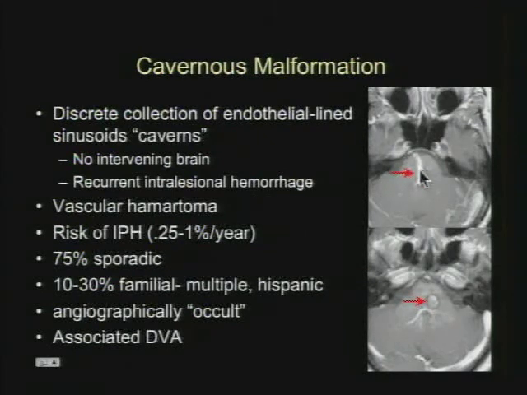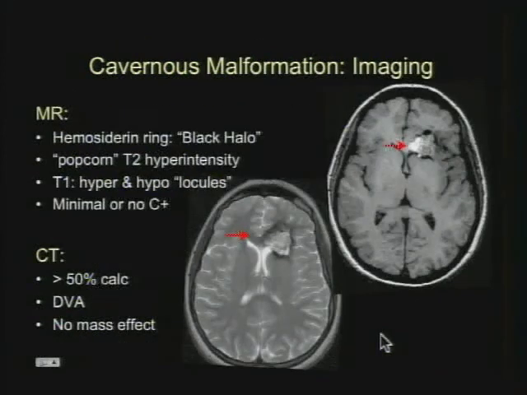And you can see in this case a large developmental venous anomaly associated with a pontine cavernoma. On imaging on MRI, you see this black halo or complete hemosiderin ring, which is one way to distinguish it from hemorrhagic metastases, which often don't have a complete hemosiderin ring. You see this popcorn-like T2 hyperintensity centrally, and on T1 you see hyper and hypo-intense locules from repeated hemorrhage. Minimal or no enhancement, you can see the associated developmental venous anomaly. On CT, greater than 50% of these are going to calcify, so look like our case. And when they haven't bled, you shouldn't really see mass effect.